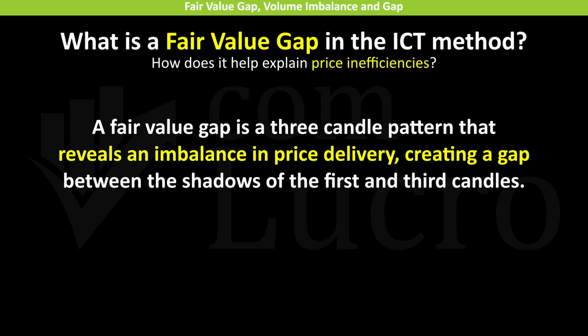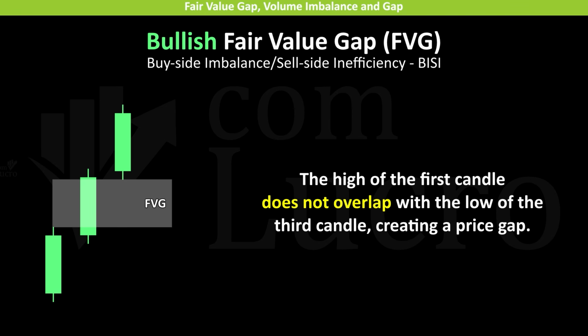What is a fair value gap in the ICT method, and how does it help explain price inefficiencies? A fair value gap is a 3-candle pattern that reveals an imbalance in price delivery, creating a gap between the shadows of the first and third candles. Let us first look at the bullish fair value gap, often referred to as BISI. BISI stands for buy-side imbalance and sell-side inefficiency. A bullish fair value gap forms when the upper shadow of the first candle does not overlap with the lower shadow of the third candle, leaving a clear gap between the two.